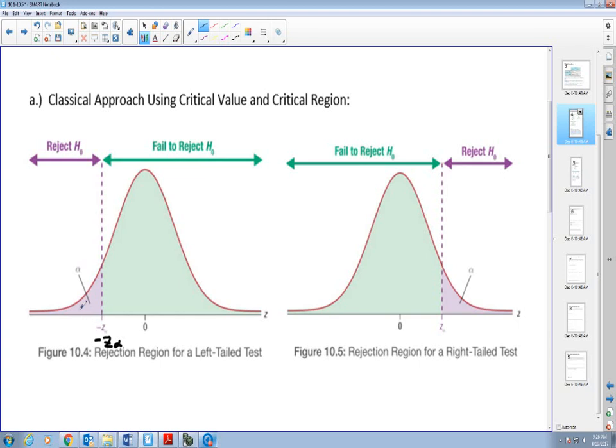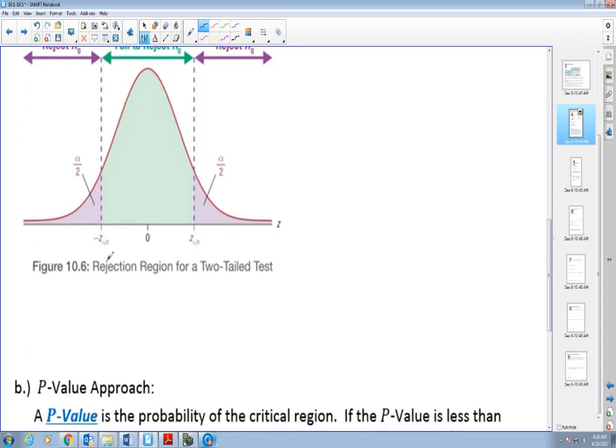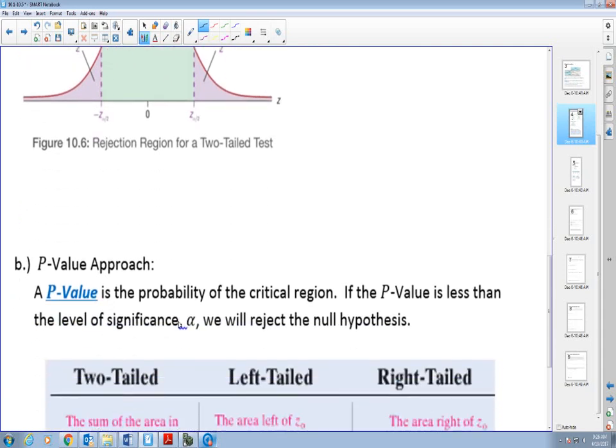If the test statistic falls in this region, then we will fail to reject. So it's really about the comparison between the critical value and your test statistic. This is a right tail test. If the test statistic, not the critical value, falls into the rejection region, then we will reject the null hypothesis. And this is a picture for the two-tail test. So that's one approach, using critical values and test statistics.